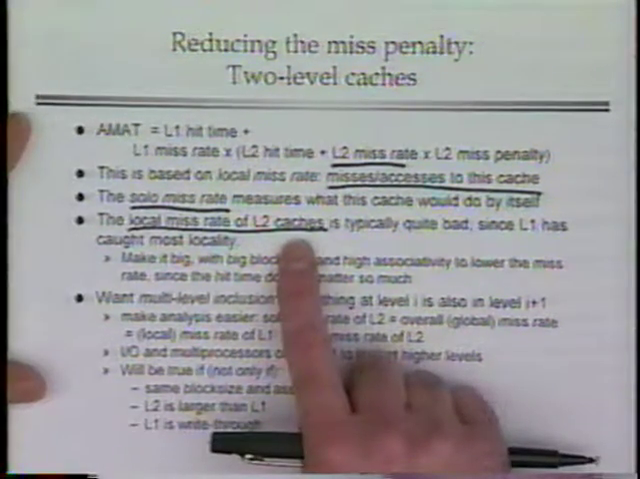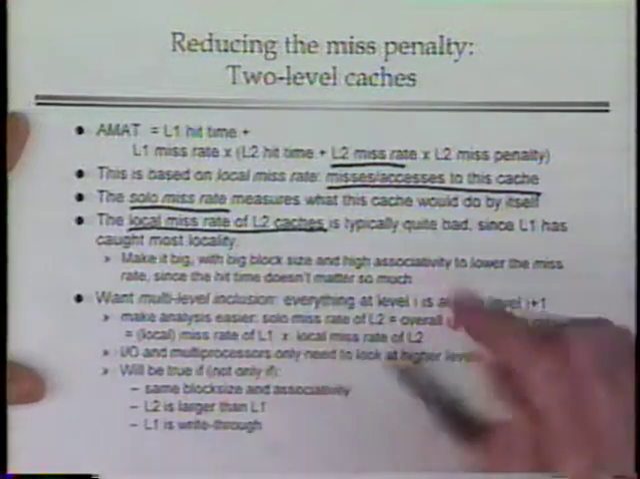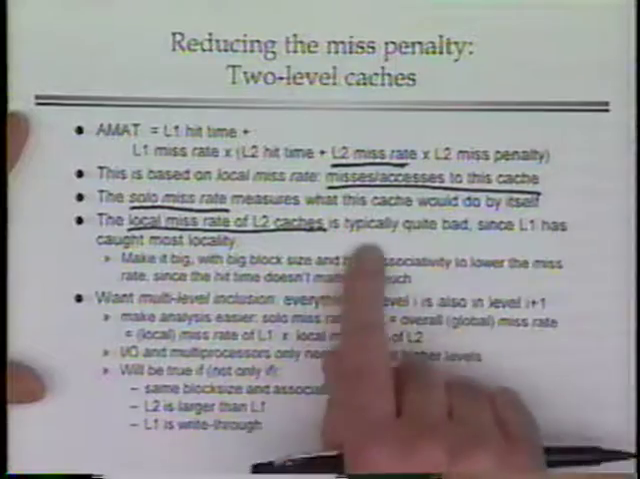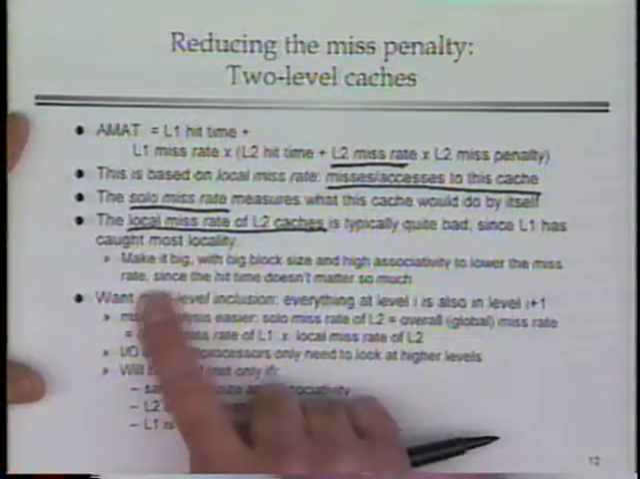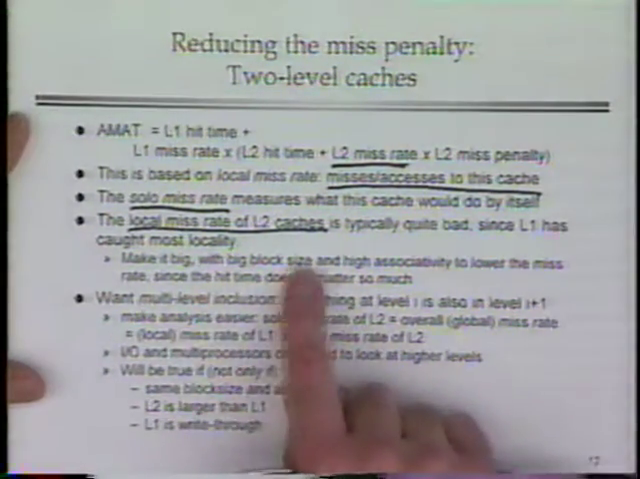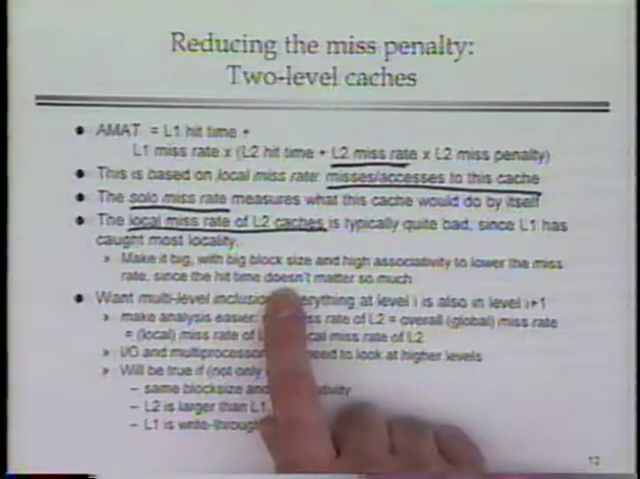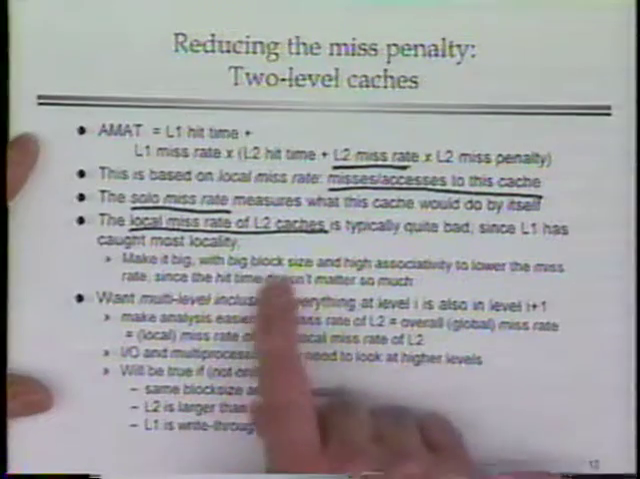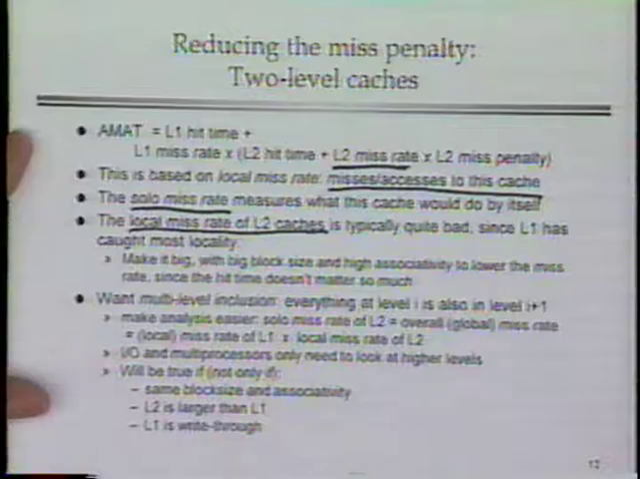So if you look at the level 2 caches' local miss rate, it tends to be quite bad. Because that's true, you want to reduce the miss rate as much as possible. So the level 2 caches tend to be big. They tend to have big block sizes. They tend to have higher associativity. The hit time doesn't matter so much because most of the hits that the level 2 would have provided to you have already been filtered out by the level 1 cache. So what you want to do is to lower the miss penalty by keeping the miss rate down as much as possible.